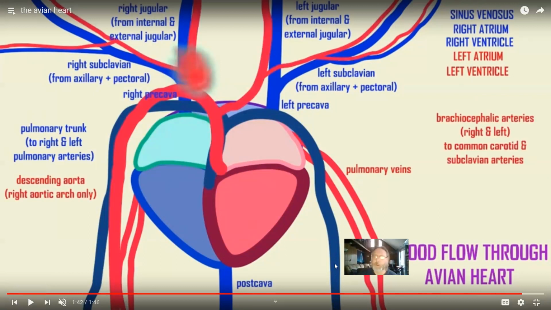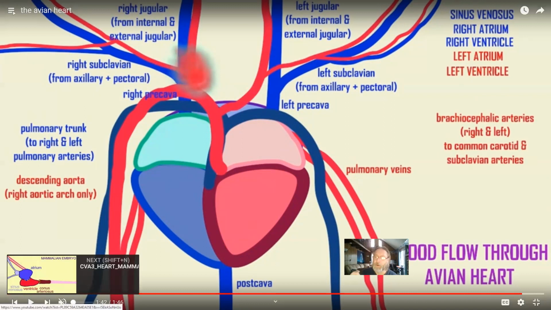And that I'll talk about later. So this looks very similar to the situation in mammals, but it should be stressed that this interventricular septum evolved separately. So the first mammals split the one ventricle into left and right halves, and then the ancestors of birds did as well.